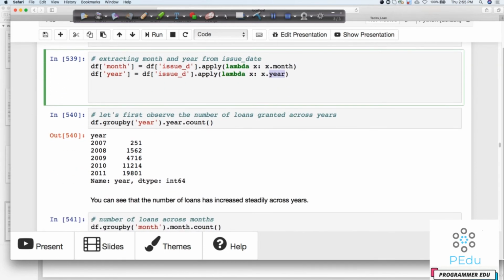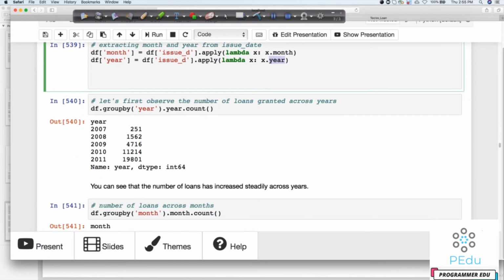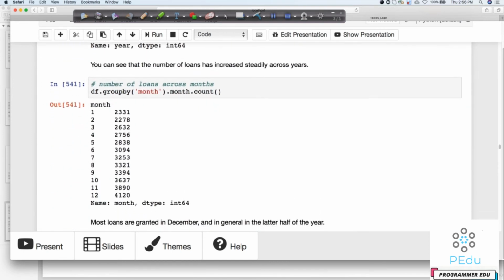Now these are derived columns, right? Now what we're going to do is a count with respect to group by of year, and we will try to see how the distribution looks for each year. You can notice that as the year increases, in 2011 we had the maximum loans given, and in 2007 it is lesser. So definitely the customers are increasing here. And we will do a similar thing with month also.